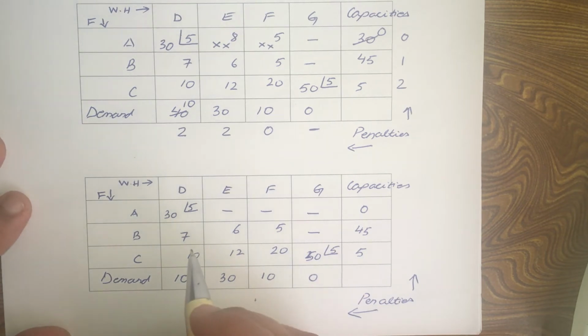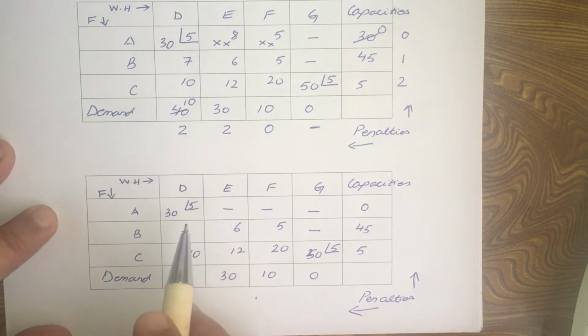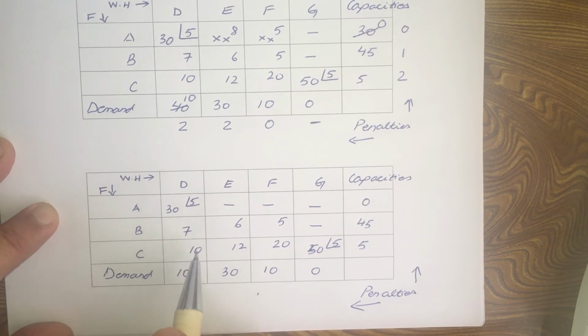Alright, now find out the penalties. So what will be the penalty here? 7 and 10. Now we do not take this anymore, this cell. We have to ignore this cell. Why? Because we've already allocated. Okay, so you ignore this cell. You only take the difference of those cells where there is no allocation.